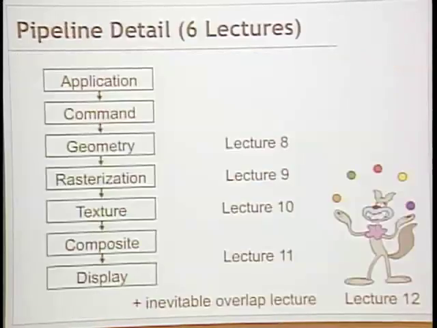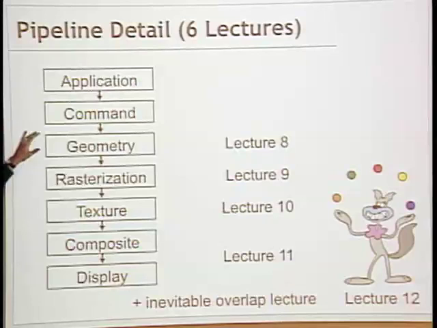Then we're going to spend 6 lectures talking about the details of the graphics pipeline. Here's a high-level graphics pipeline. What happens as you render something? Triangles start up here, they go down, things happen to them, you come out with pixels. There are lots of stages of this pipeline. We'll talk about what happens in each of these stages and what the algorithms are and the hardware structures inside that.